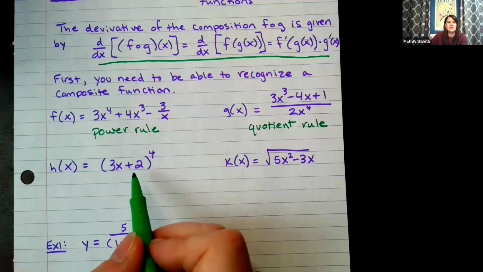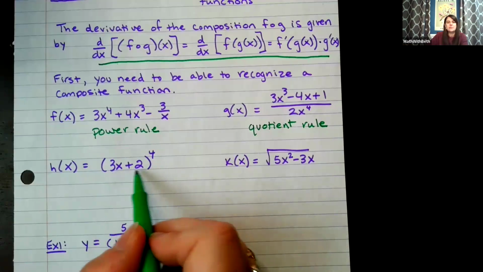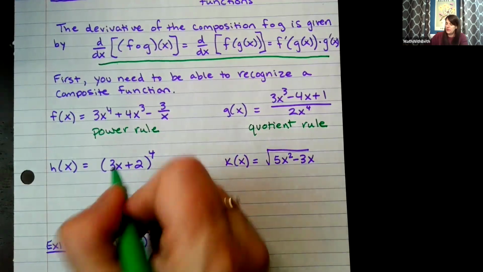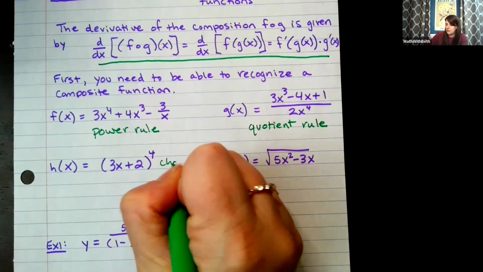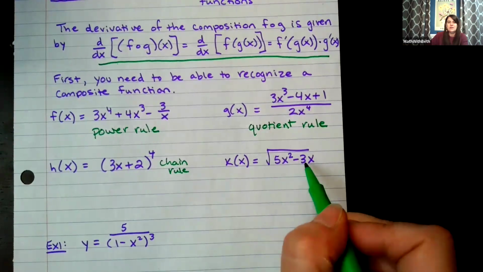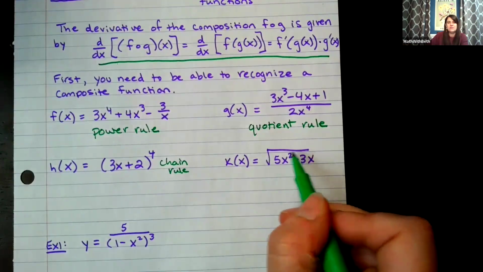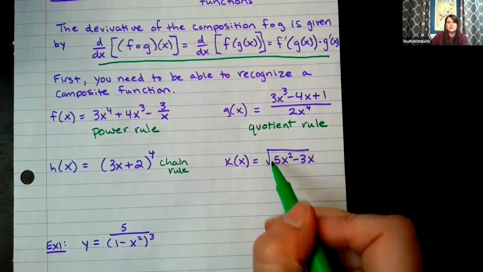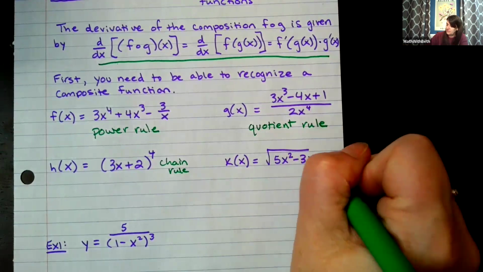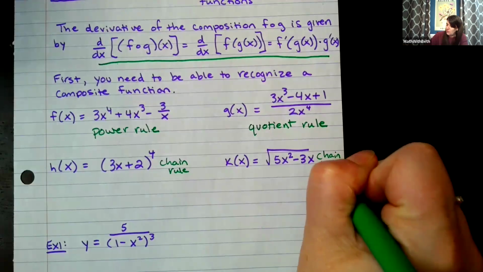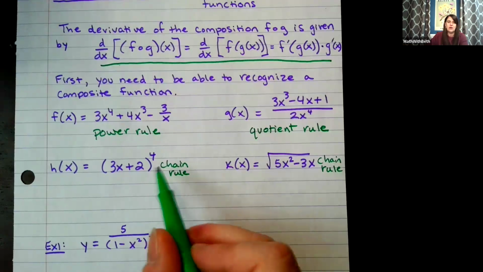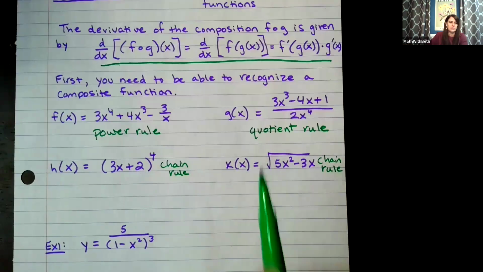Finally, do you see a difference here? We have a function 3x plus 2 that is all being raised to the fourth. So this will need the chain rule. I'll come back and do that in a second. This one, same idea. Do you see that we have this function all inside the square root? So that's a function inside a function. Hopefully you see what we're looking for to decide that we need the chain rule. These are composite functions. The other ones weren't.